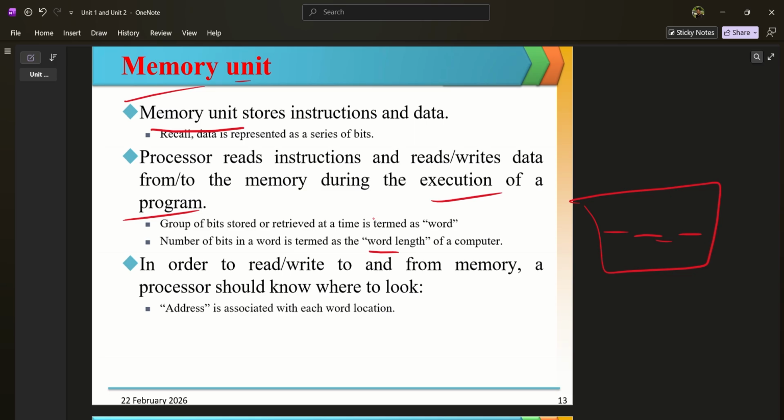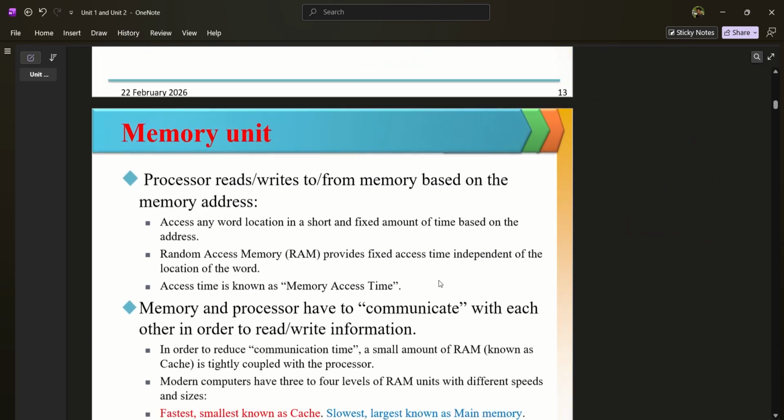This data is present in the memory, so it is stored in memory. There needs to be a way in which it will be accessed by the processor. That's where the address comes into play. An address is associated with each word location, and with the help of the address, the processor will access the data present in the memory.